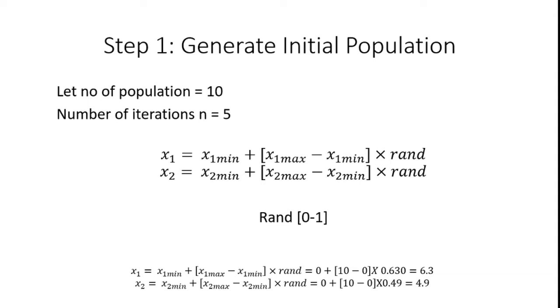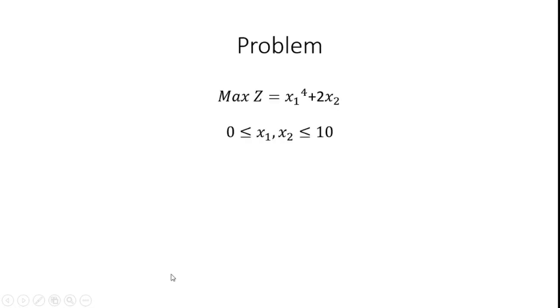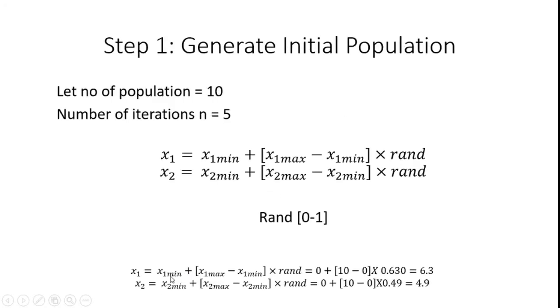To generate the initial points x1 and x2, I generate random numbers. The initial random number 1 is 0.63 and random number 2 is 0.49. I substitute the values into the given equations for identifying the initial points x1 and x2. In this problem, the minimum value is 0 and the maximum value is 10. So I substitute the minimum x1 value as 0 and the maximum x1 value as 10. So 0 plus 10 minus 0 into 0.63, and from this I get 6.3. Likewise, I follow the same for getting x2.